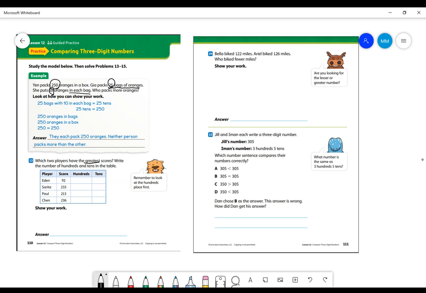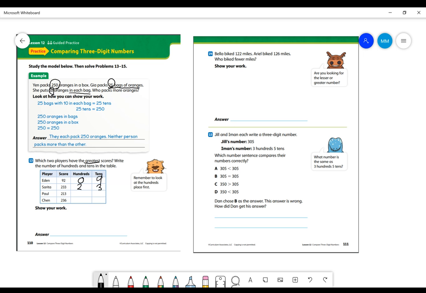So looking at Eden's score, she had a score of 92. And the number 92, how many hundreds are there? There are 0 hundreds. And how many tens? 9 tens. So Rita had a score of 233. And 233, how many hundreds are there? There are 2 hundreds and how many tens? 3 tens. Remember, we are not doing our ones. We are just comparing our hundreds and tens.